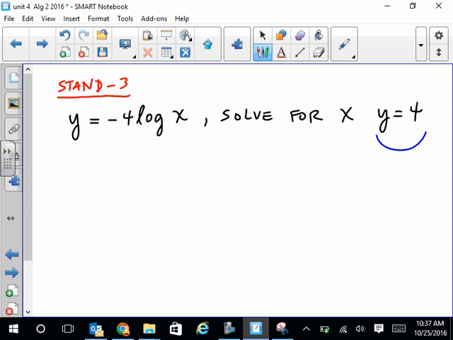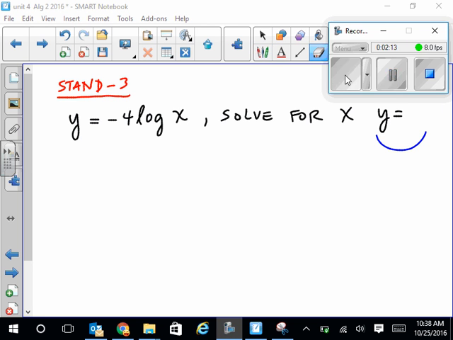So step 1, plug in what they gave you for the y. Step 2, get rid of the negative 4 being multiplied times something. I do that by doing the opposite of multiplying. And at that point, once you have the log and the x by itself, then you can do that base switch deal.